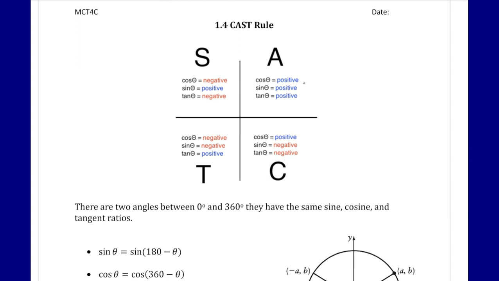Up here, all of them are positive. Only sine is positive, and only tan is positive. So it just gives us an idea of where we might have the values of the ratios be positive or negative.